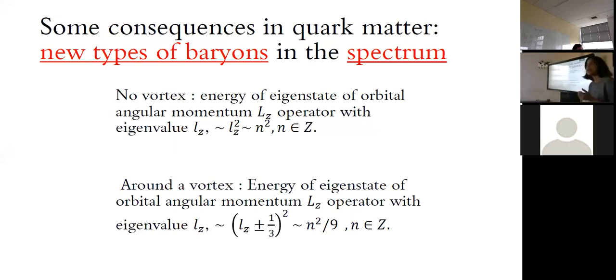Now, if you create a vortex along this z-axis, the spectrum is going to change. In that case, the energy of these eigenstates is going to be related to the orbital angular momentum eigenvalue in this fashion. So they're going to be shifted by ±1/3. That's what I mean when I say orbital angular momentum is fractionalized. Really, the spectrum has changed.